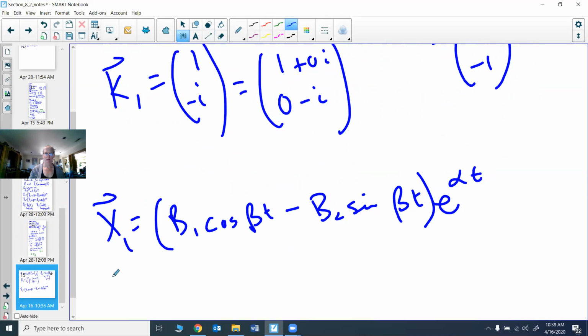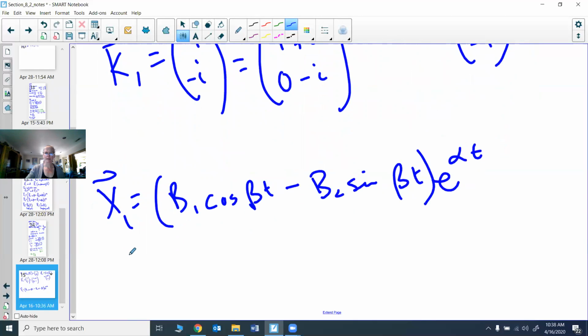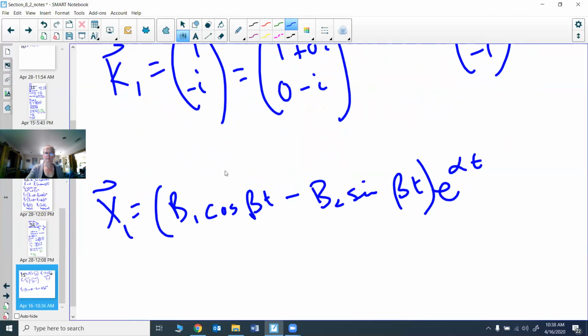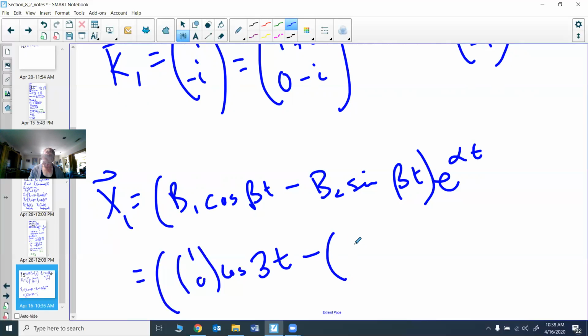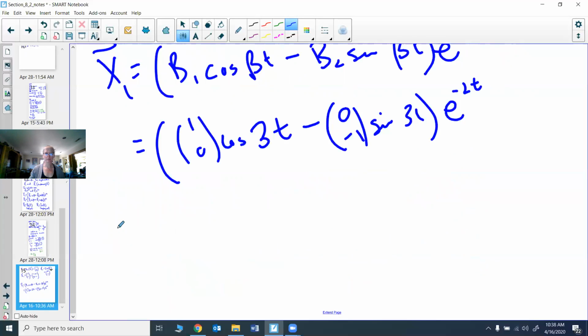All right, so now we know what B1 is. B1 was 1, 0. Beta: our eigenvalue was -2 plus 3i, so beta is 3. B2 we just found to be 0, -1, sine of 3t. And alpha, from -2 plus 3i, is -2, so e to the -2t. So there's your x1.